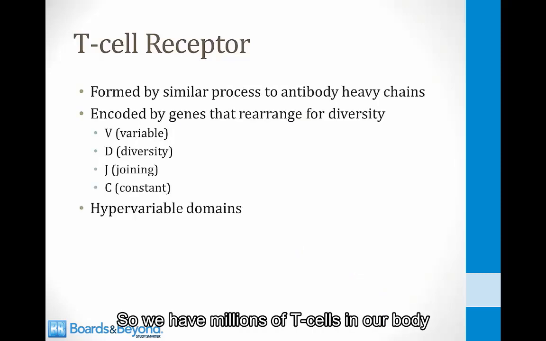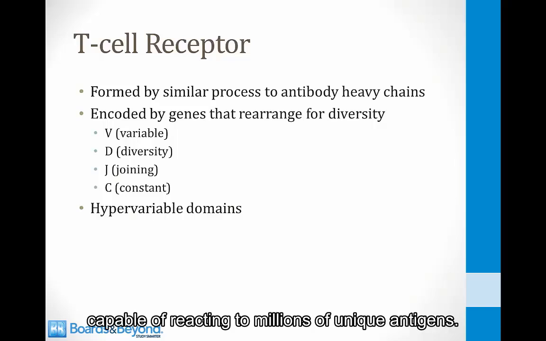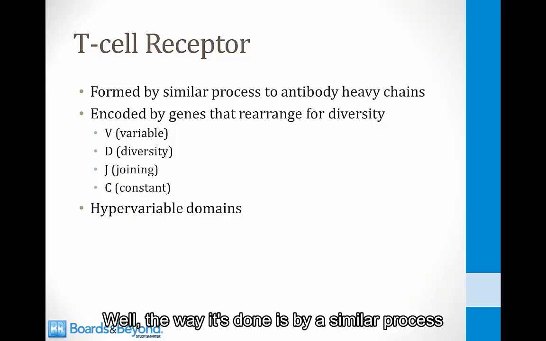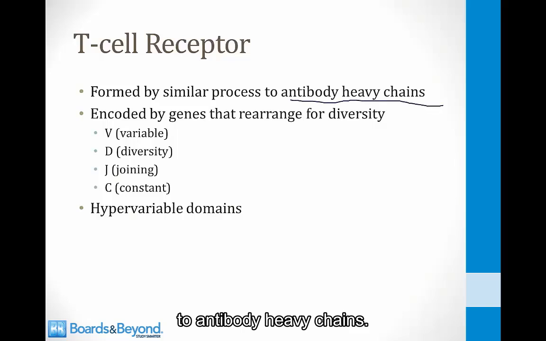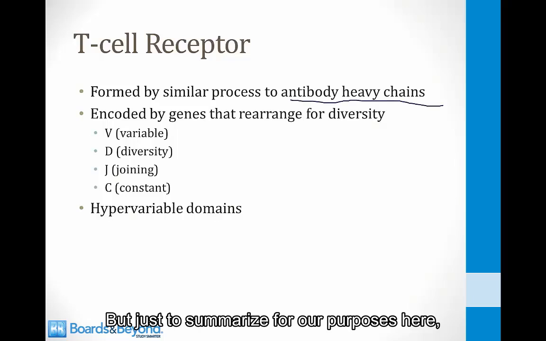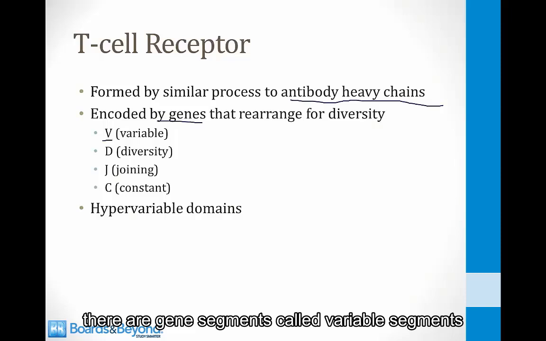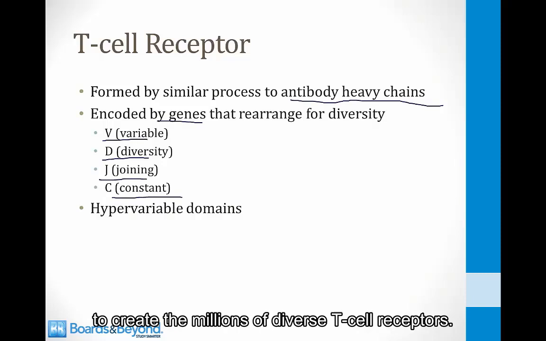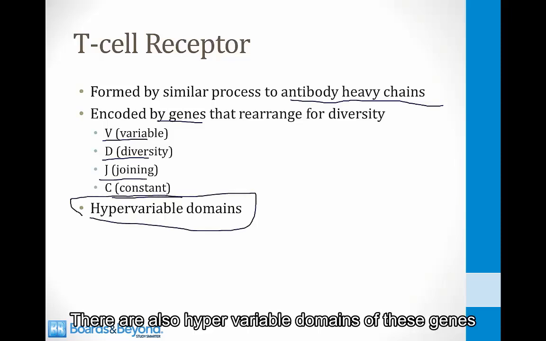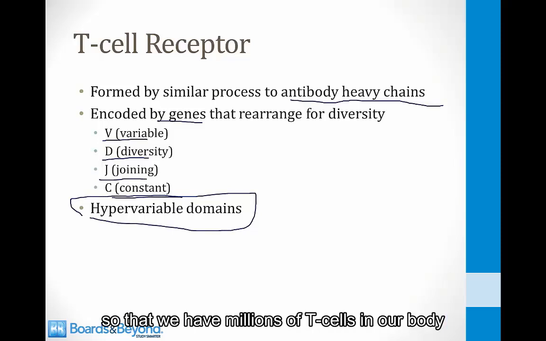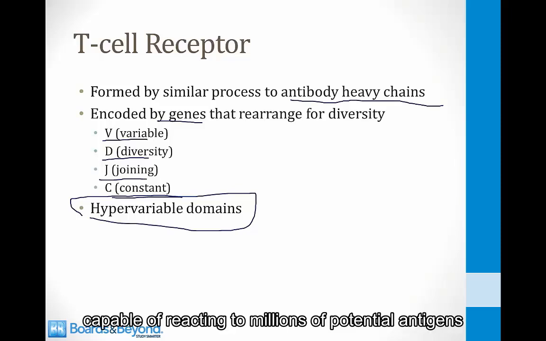So we have millions of T cells in our body capable of reacting to millions of unique antigens. How do we generate all that diversity? Well, the way it's done is by a similar process to antibody heavy chains, and I discussed this process in detail in the module on B cells. But just to summarize for our purposes here, there are gene segments called variable segments and diversity and joining and constant, and these rearrange in a random pattern to create the millions of diverse T cell receptors. There are also hypervariable domains of these genes that can change frequently, and again, this all adds up to create great diversity so that we have millions of T cells in our body capable of reacting to millions of potential antigens out in nature.